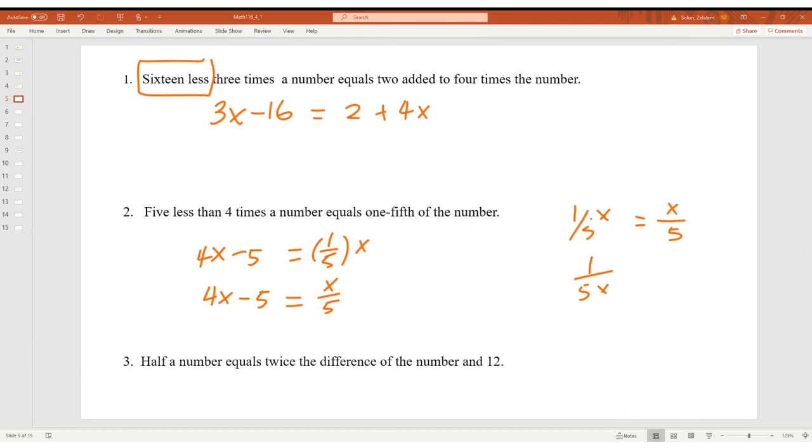So for this one, you have to follow order of operation. So you have to think about the order of operation. Which one do we do first? Do we multiply, or do you see parentheses? Right, number 3.